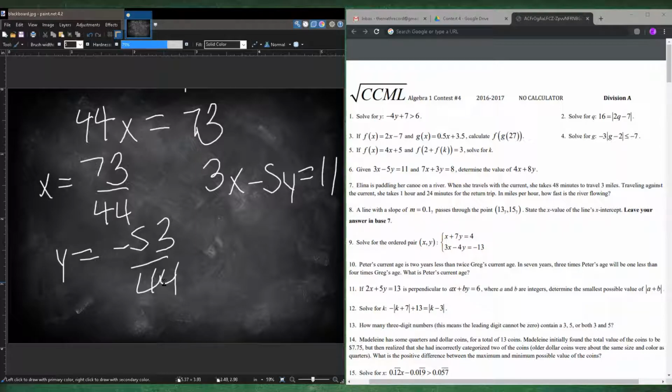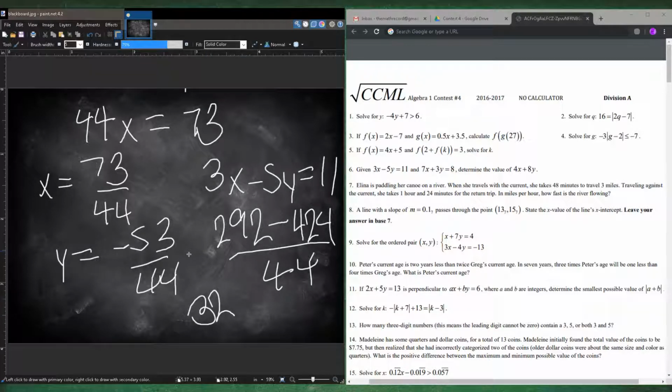So 4x plus 8y: multiplying x by 4 gets us 292 over 44. And then 8 times y is negative 424 over 44. So subtracting that out, we get negative 132 divided by 44, which is equal to negative 3. So number 6 is negative 3.